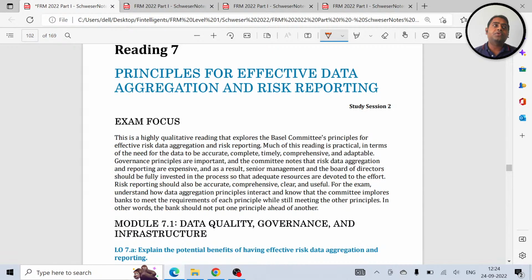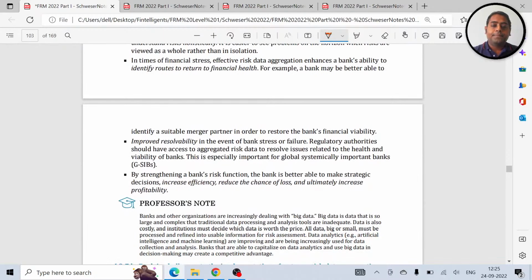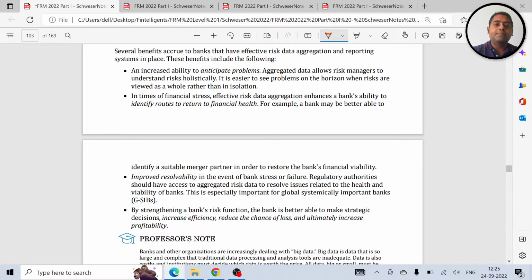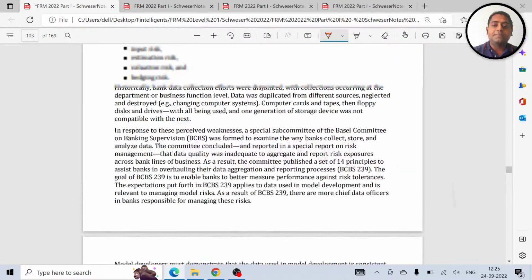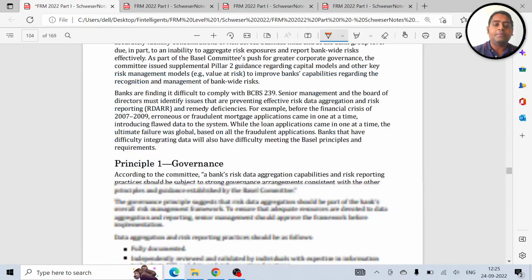Principles of risk data aggregation. In the past exam, I have heard students getting one question over here, but not so important. I don't feel this chapter is overall important for the exam. I'm just going to highlight a few principles which you can focus on when you're revising. You can read why you need to look at data. With respect to the principles, I'm just going to move ahead directly to the principles part.